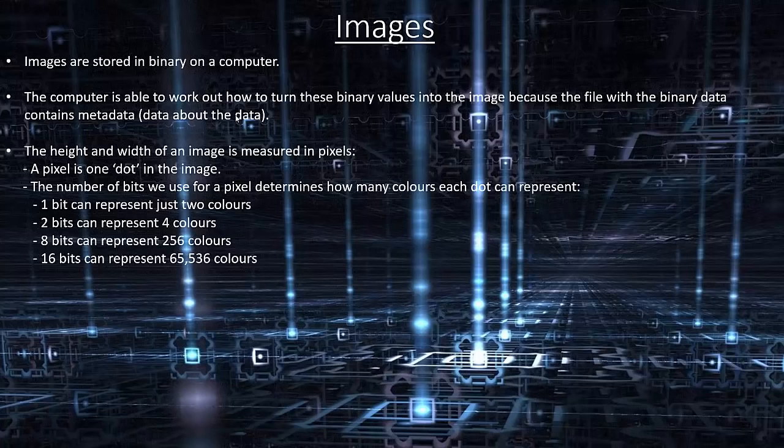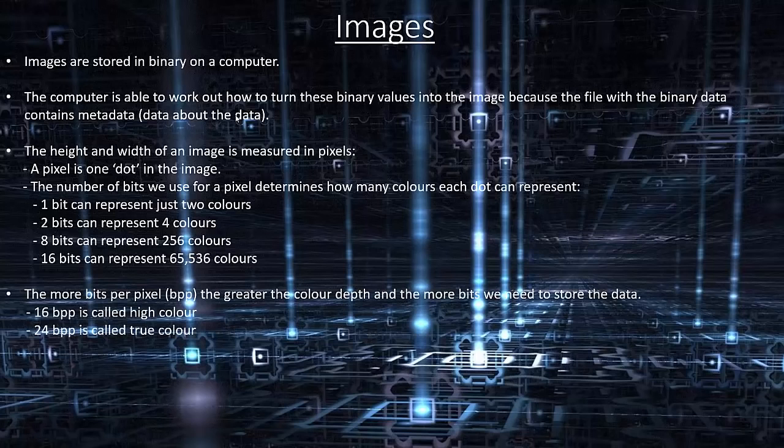1 bit can represent just 2 colors. 2 bits can represent 4 colors. 8 bits can represent 256 colors. 16 bits can represent 65,536 colors. The more bits per pixel, BPP, the greater the color depth and the more bits we need to store the data. 16 BPP is called high color. 24 BPP is called true color.